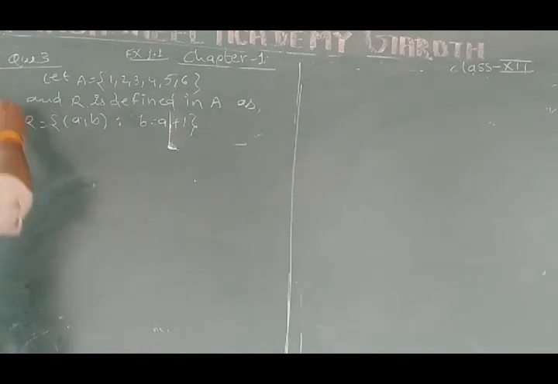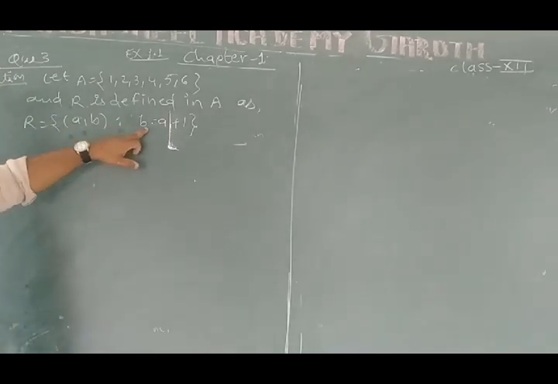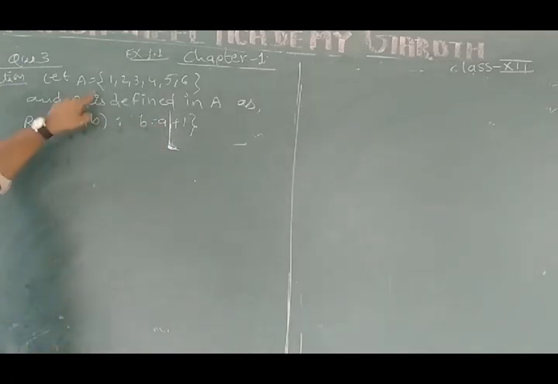It is question number third, and in question number third, we have to check the given relation R, which is defined as containing the ordered pairs such that B is equal to A plus 1 in the given set A, whether it is reflexive, transitive, or symmetric. We have to check which type of relation R will be.